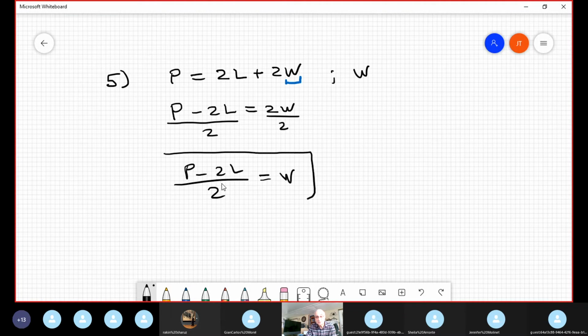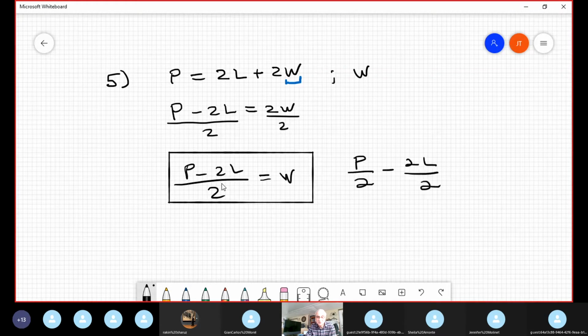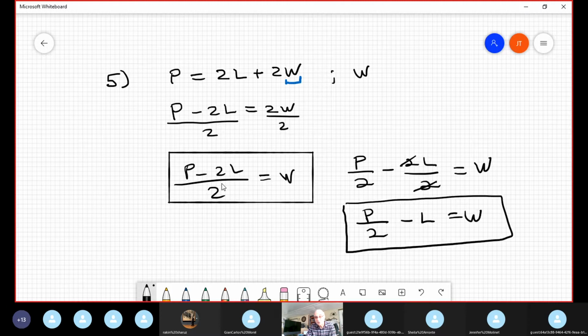You can leave it like that. You can separate, but in my opinion, it's not as good. You can split this common denominator like that: P over 2 minus 2L over 2 is equal to W, and P over 2 minus, these 2 cancel, L equals W. And this is the perfect answer. However, I like this answer. I don't know why. There is no specific reason. I suppose it's more elegant. This is just the aesthetic part only.